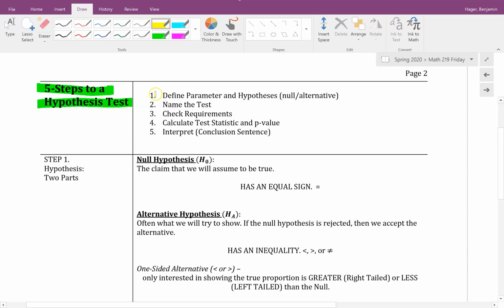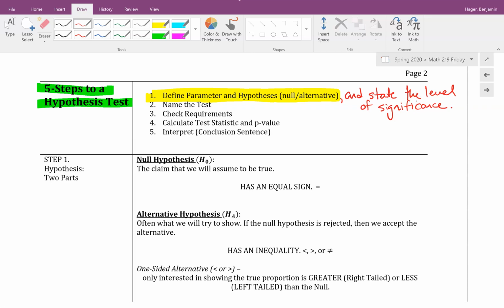So the first step is always define the parameter and hypotheses. So define the null and alternative hypotheses and state the level of significance. And we'll get to that in a sec. That level of significance is the cutoff for what we are going to consider too unlikely or too low of probability. Okay, so we'll get into that. So that's similar to what we did in the confidence interval.